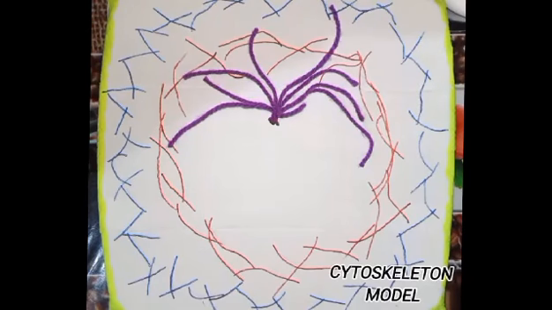The function of the cytoskeleton. First, it gives the cell shape. This is especially important in cells without cell walls, such as animal cells that do not get their shape from a thick outer layer. It can also give the cell movement.